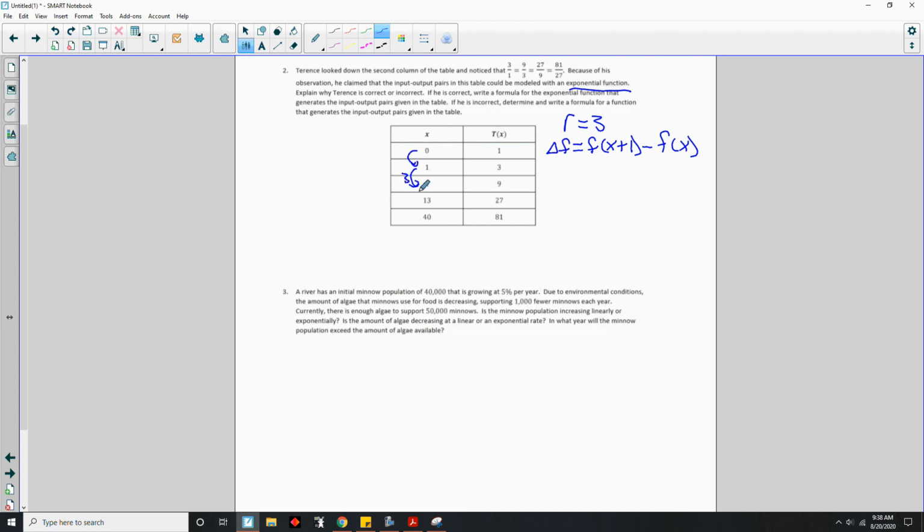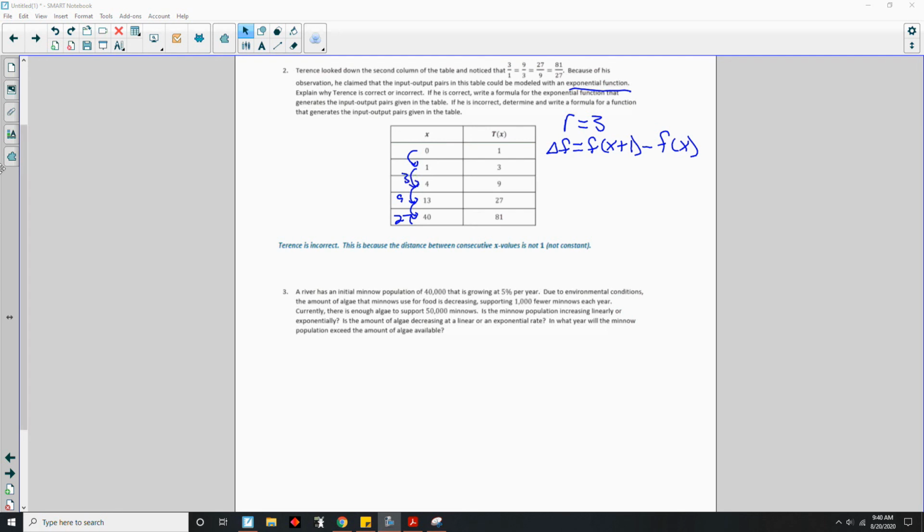This is a difference of 3. This is a difference of 9. And this is a difference of 27. Okay, so our f of x plus 1 minus f of x has to be the same every time. We have to have the same change in f, and we don't have that here. So he is incorrect. So we would say Terrence is incorrect. This is because the distance between consecutive x values is not 1. In other words, it is not constant. It is increasing by multiples, as well as the f of x.